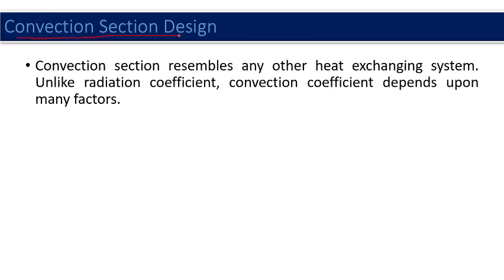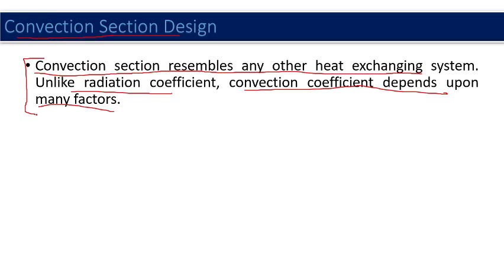We can go for more calculations also. After the radiant section design, we can go for the convection section design also. But the convection section is basically very similar to any design carried out for convection, for example a heat exchanger, where they normally use different equations. So the convection section resembles any other heat exchanging system. Unlike the radiant coefficient, the convection coefficient depends upon many factors, and you can use different equations. So our main concern is not the convection section design. In the furnace, the radiant section design is of much more concern.